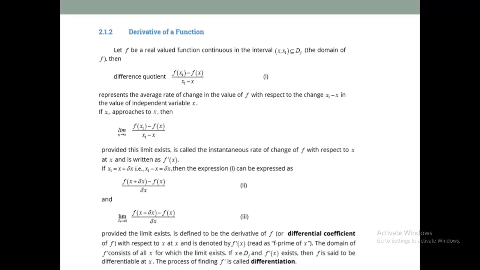Now the domain of f dash consists of all values for which the limit exists. f is said to be differentiable at x. The process of finding f dash is called differentiation.